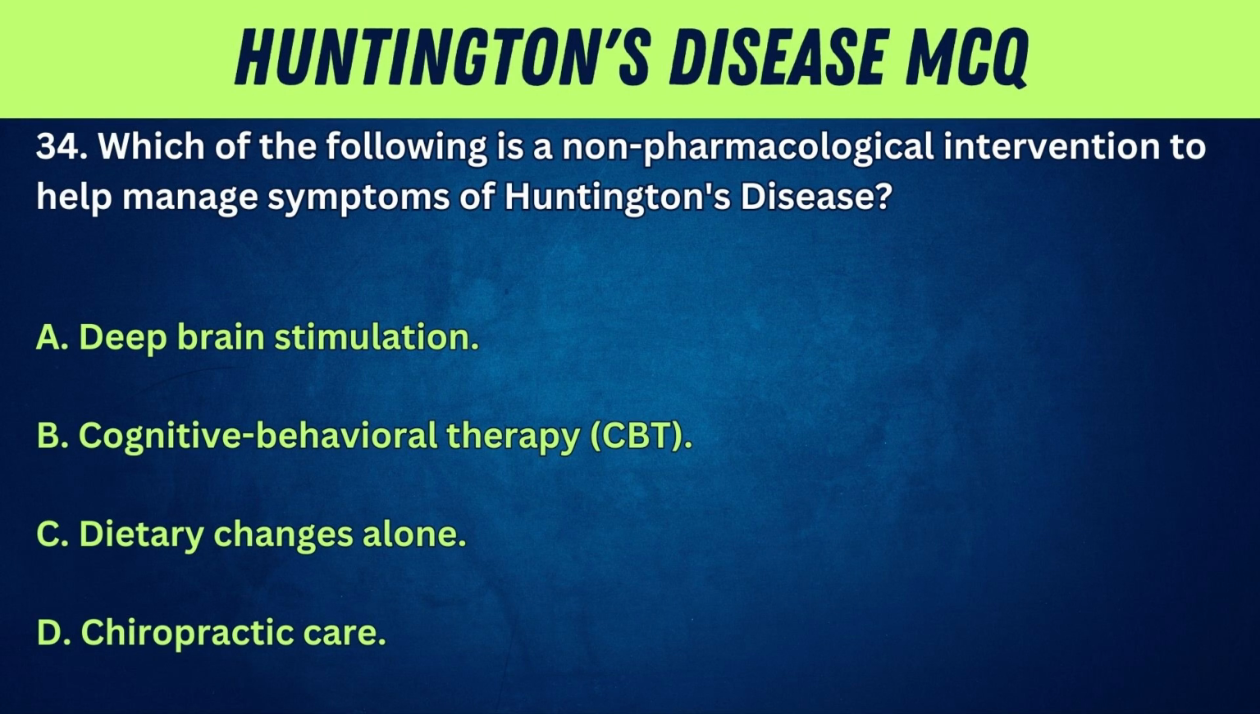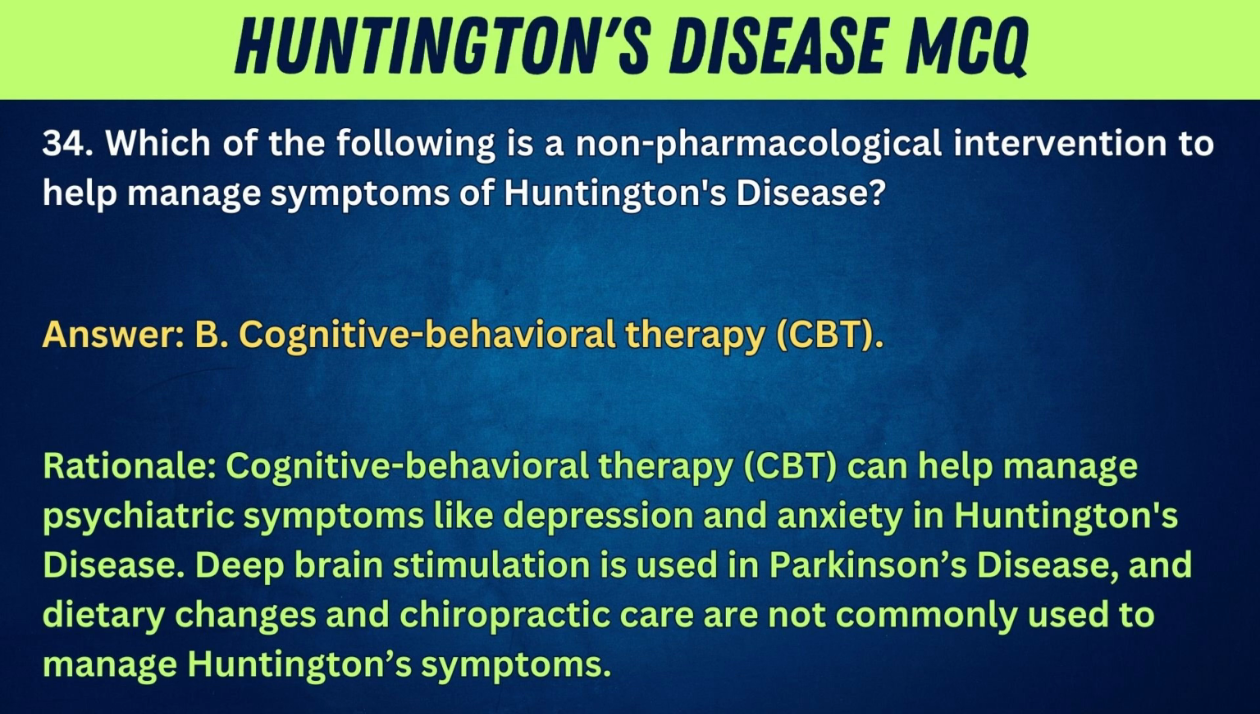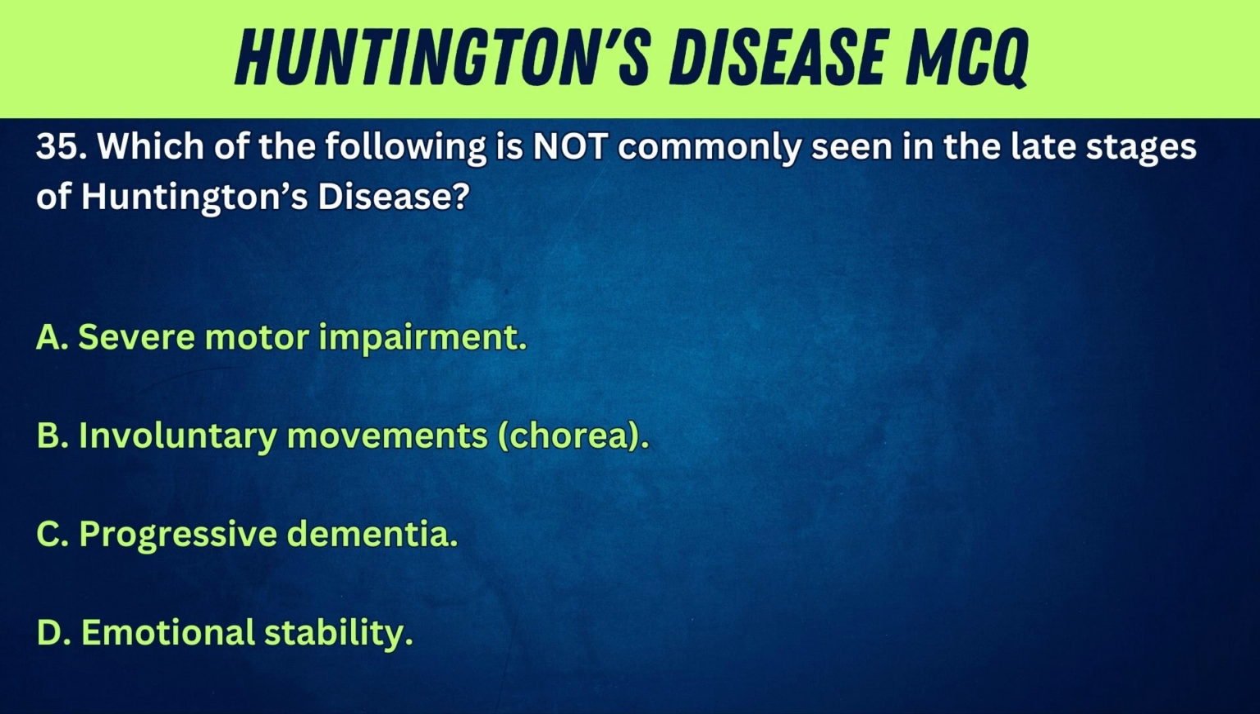34. Which of the following is a non-pharmacological intervention to help manage symptoms of Huntington's disease? A. Deep brain stimulation. B. Cognitive behavioral therapy, CBT. C. Dietary changes alone. D. Chiropractic care. Answer: B. Cognitive behavioral therapy, CBT. Rationale: Cognitive behavioral therapy can help manage psychiatric symptoms like depression and anxiety in Huntington's disease. Deep brain stimulation is used in Parkinson's disease, and dietary changes and chiropractic care are not commonly used to manage Huntington's symptoms.